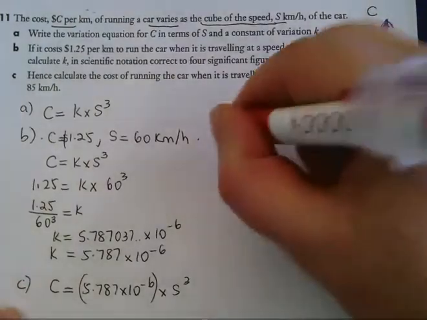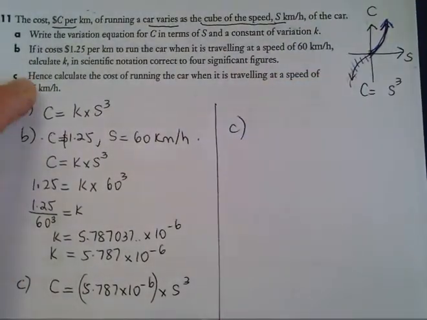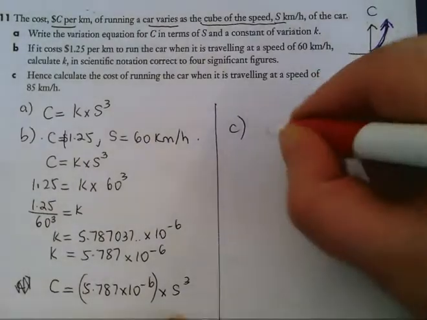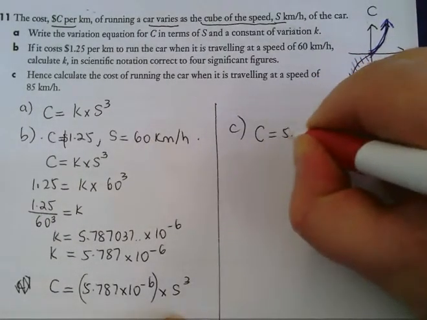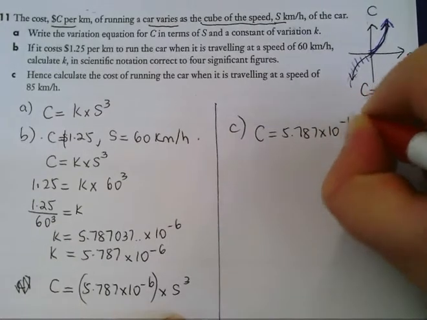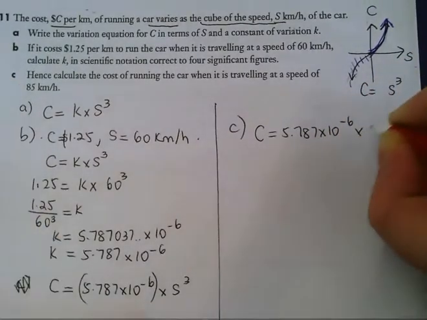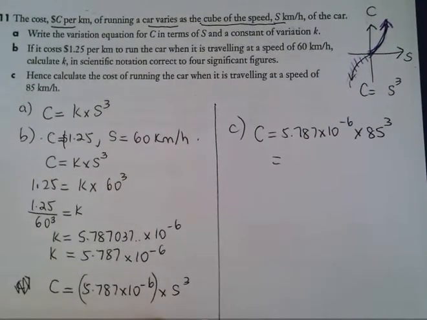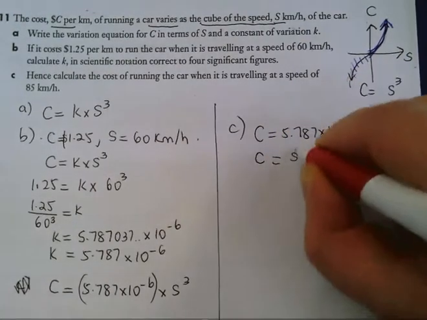Now, the last question for part C says, hence, calculate the cost of running the car when it is traveling at a speed of 85 kilometers an hour. So C equals 5.787 times 10 to the negative 6 times, speed is 85 kilometers an hour, so times 85 cubed. Okay? Now, do we know how to put that into our calcs? You might just keep it in there. Anyone? So it's going to be $1 something.